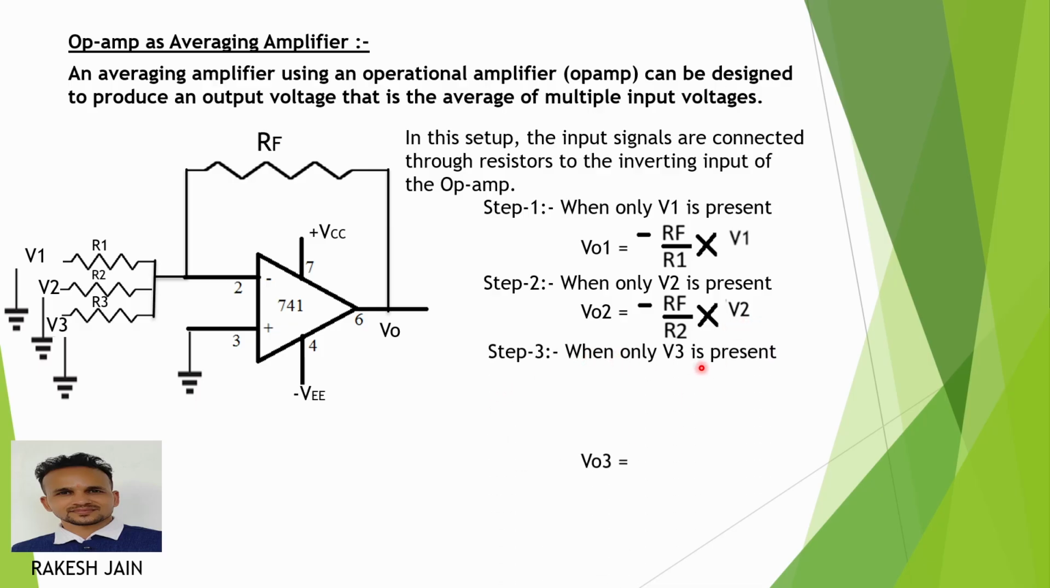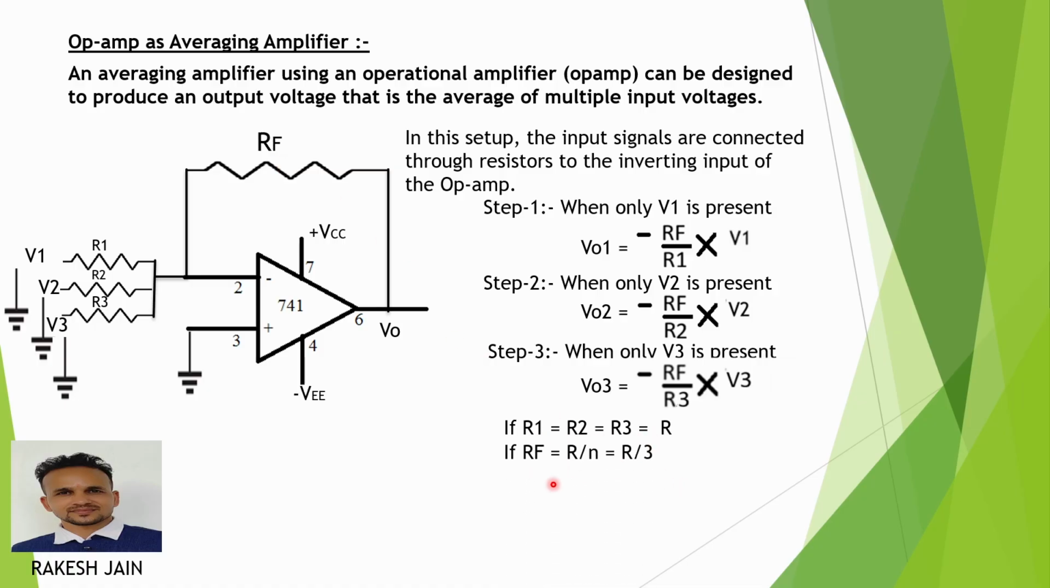Step number three, when only V3 is present, then output third is equal to minus Rf by R3 multiplied by V3. So if I put R1 equal to R2 equal to R3 equal to R. See, in the last case of adder, I put R1 equal to R2 equal to R3 and also the feedback resistor is also equal to R.